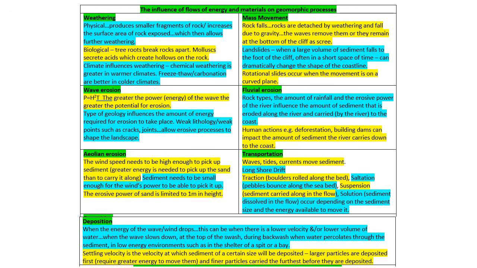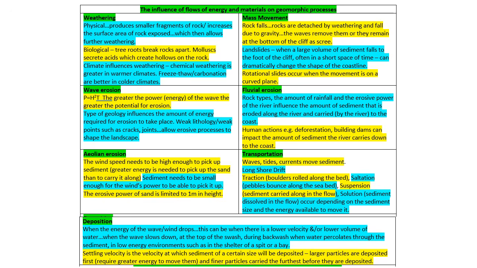We've talked about aeolian erosion. The sediment needs to be small enough to pick it up. And then transportation, depending on the size of the particle, big boulders move by traction, by being rolled along. Smaller pebbles move by saltation, where they bounce along. Suspension is where the sediment's carried along in the flow. And solution is where the sediment's dissolved in the flow.